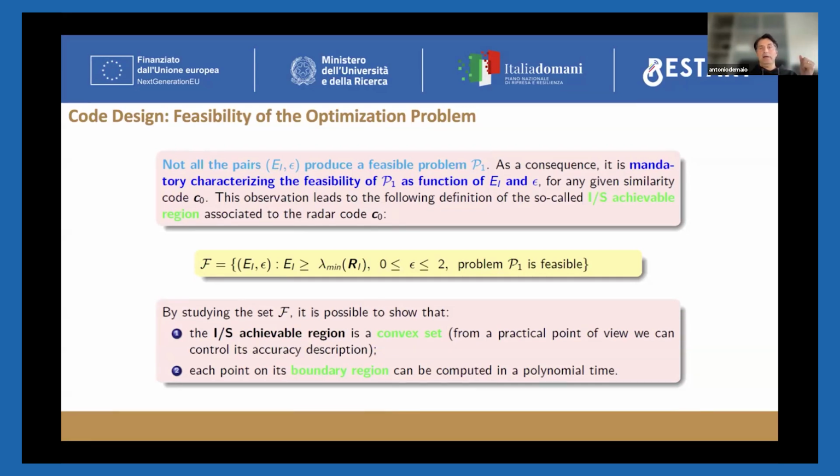And studying the set F, it is possible to prove two interesting properties. First of all, the interference similarity achievable region is a convex set, and this means that from a practical point of view, we can control its accuracy description, and second, each point on the boundary region can be computed in polynomial time. As a result, the radar designer can select the most appropriate interference similarity pair with polynomial complexity and then optimize the radar task.